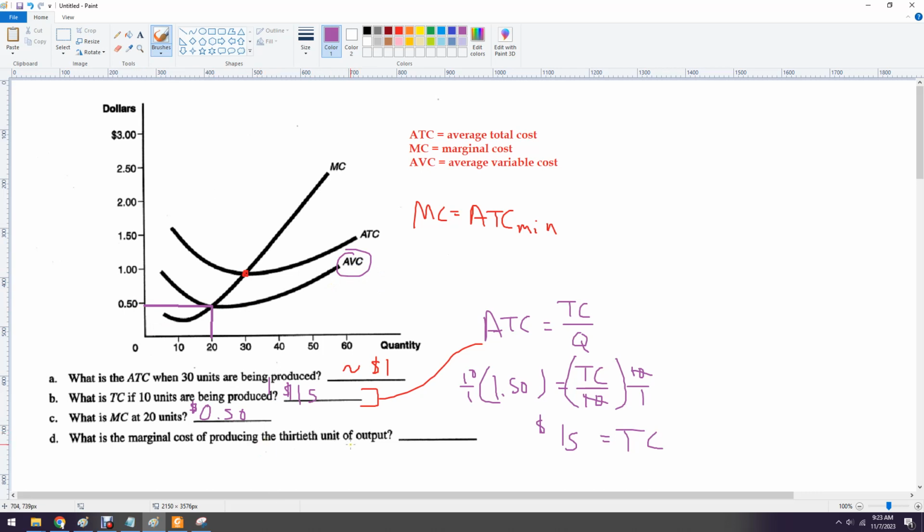Marginal cost of producing the 30th unit of output. We go back here, follow this up, and we see that that's actually the same as our average total cost there. So that's what this problem is trying to show you. That's right around $1. So this is reading a cost curve graph for a firm and asking some specific and important micro questions.